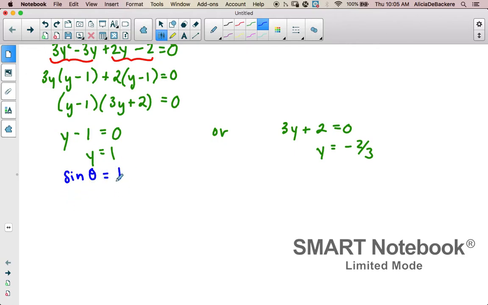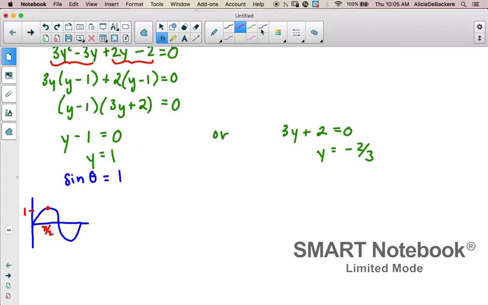Now when sine of theta equals 0, 1, or negative 1, I'm thinking about key points on the curve. So I think about a sketch of the curve. For sine theta, there's my curve. And I'm asking, well, when does this curve have a height of 1? And there it is at pi by 2. And so I'll say that my first angle, theta 1, is equal to pi by 2.